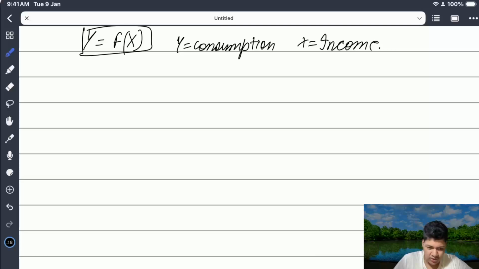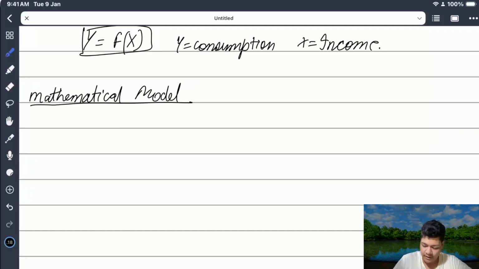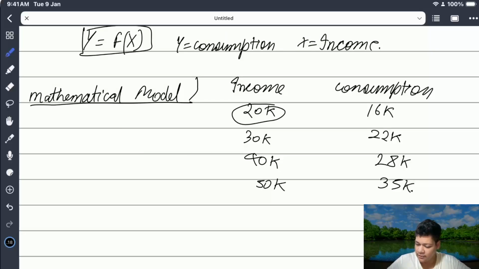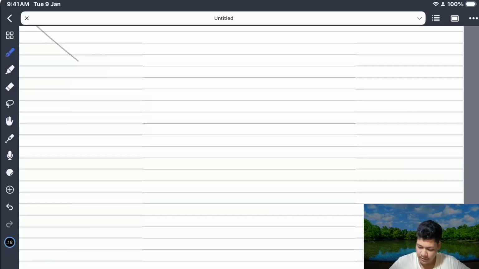What is a model? It is some equation, a mathematical model. Suppose we concentrate on income and consumption. Income is 20,000 and consumption is 16,000. Income is 30,000, consumption is 22,000. Income is 40,000 and 50,000, with respective consumptions of 28,000 and 35,000.